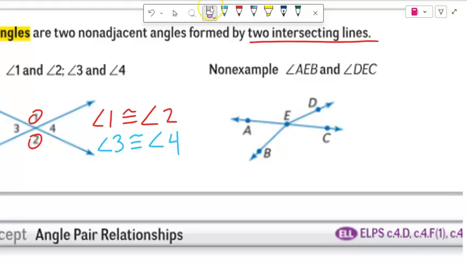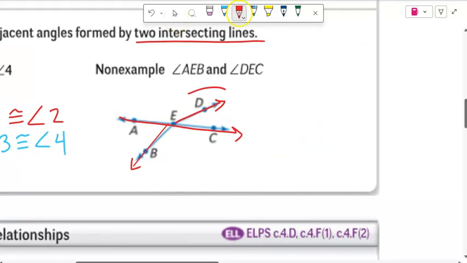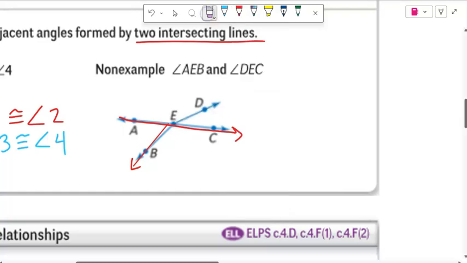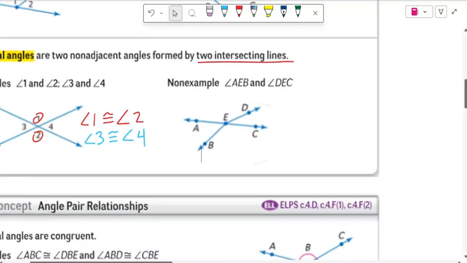We've got line AC, but then it's ray ED and ray EB, right? So it's going to be 2 intersecting lines, meaning this guy right here kind of goes off a different direction. This line would have to extend straight for those to be vertical angles. You'll see that just visually. You got to be able to see the difference.